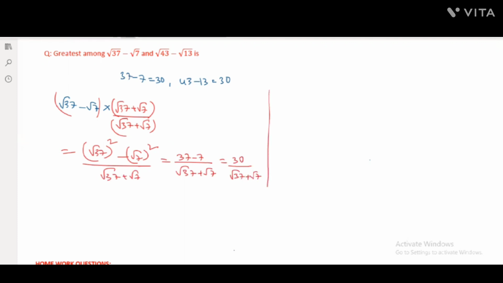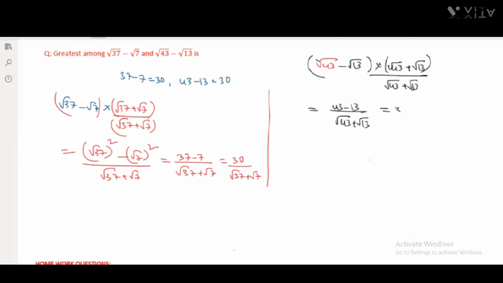Next comes the next one, root 43 minus root 13. So here rationalize this one again. So we will get root 43 plus root 13 by root 43 plus root 13. So a minus b into a plus b, you will get 43 minus 13 by root 43 plus root 13, which is equal to 30 by root 43 plus root 13. So now see, for both, the numerators are same.